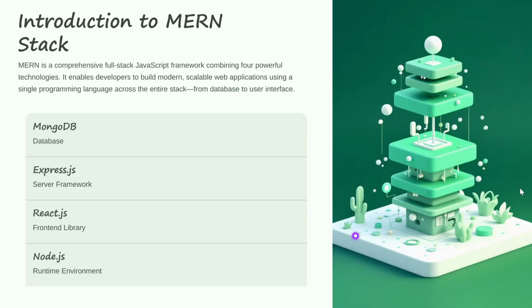So, moving on to the introduction to the MERN stack, it is a comprehensive full stack JavaScript framework that combines four powerful technologies: MongoDB, Express.js, React.js, and Node.js. Together, they enable developers to build modern, scalable web applications using a single programming language, JavaScript, from the database layer all the way to the user interface. So, in short, MERN connects everything, making development faster, more consistent, and highly efficient.